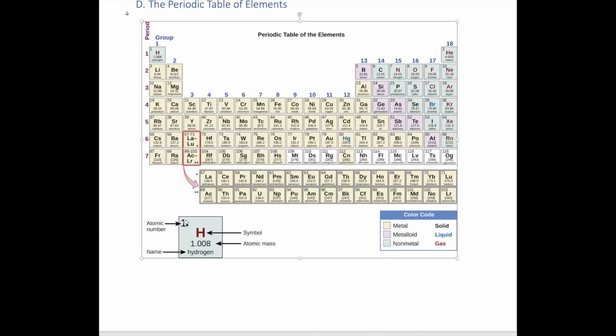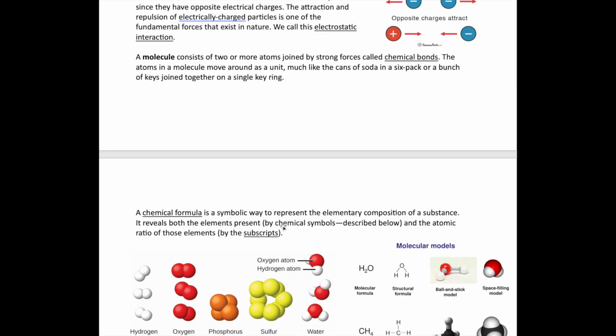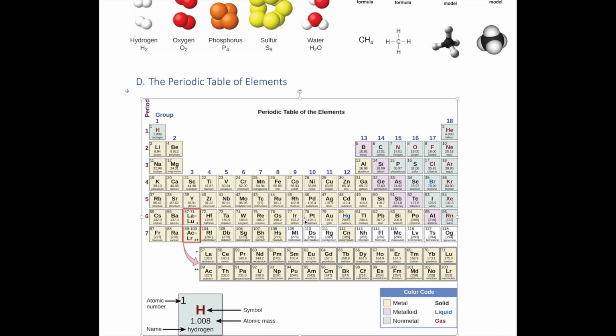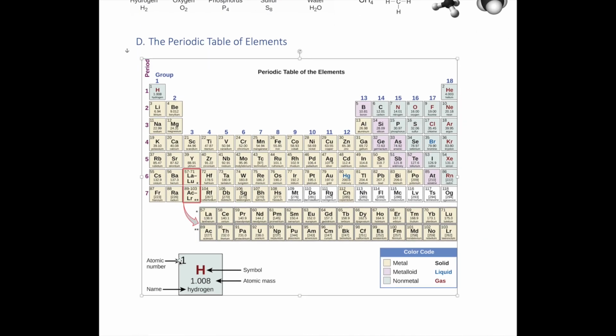You see this number here at the top left of each of the boxes? That actually is what we call the atomic number. That number tells us the number of protons. The atom is composed of protons, neutrons, and electrons. So the number of protons is what that top left number is. So for example, hydrogen has 1 proton.